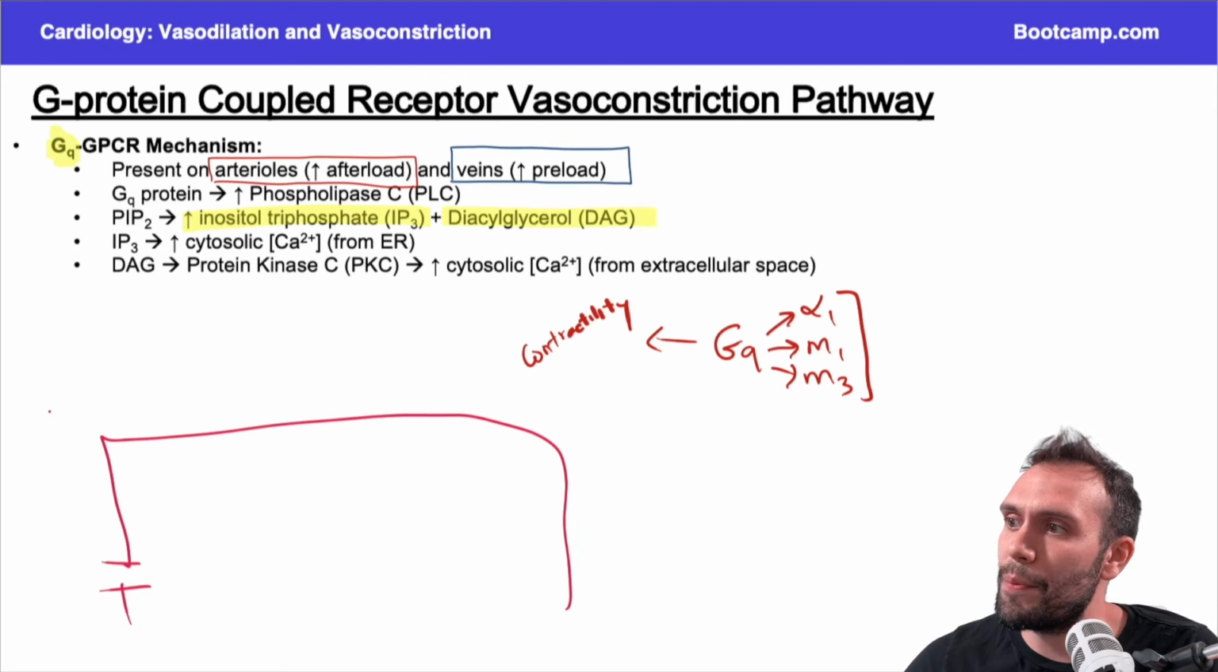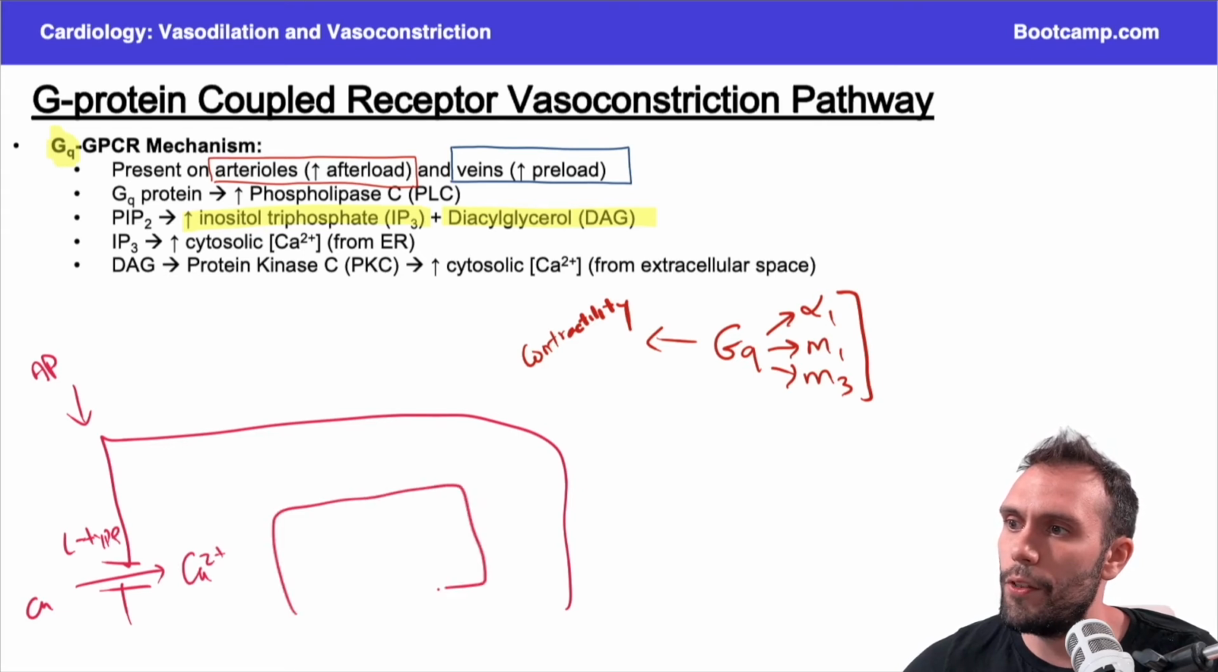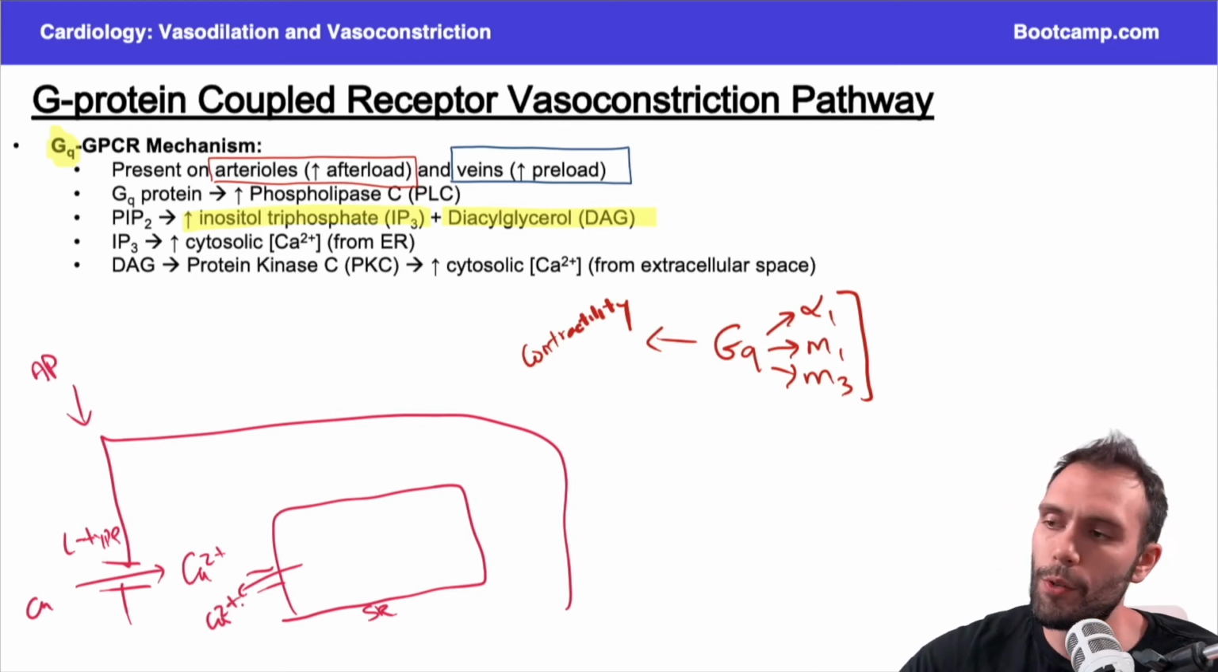So again, we have some action potential that comes in, like we just talked about. Okay, action potential comes in. L-type calcium channel is going to open. It's going to allow calcium in the cell. Okay, so my calcium levels will go up initially. And then inside of the cell, there's going to be a sarcoplasmic reticulum. We'll just put SR. Now, once this calcium comes in, it can actually allow more calcium to come out of the sarcoplasmic reticulum. Remember, calcium-induced calcium release.